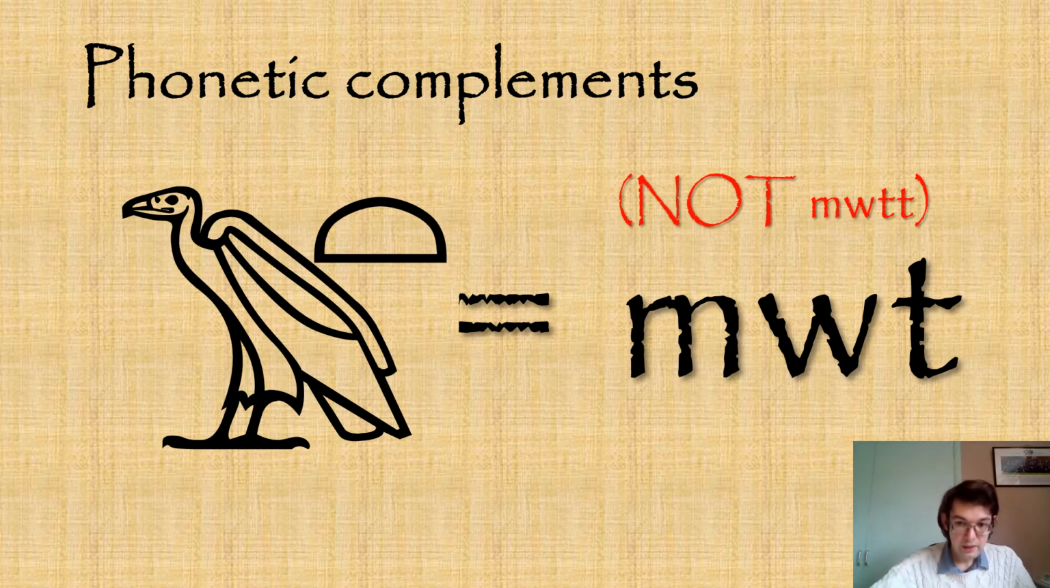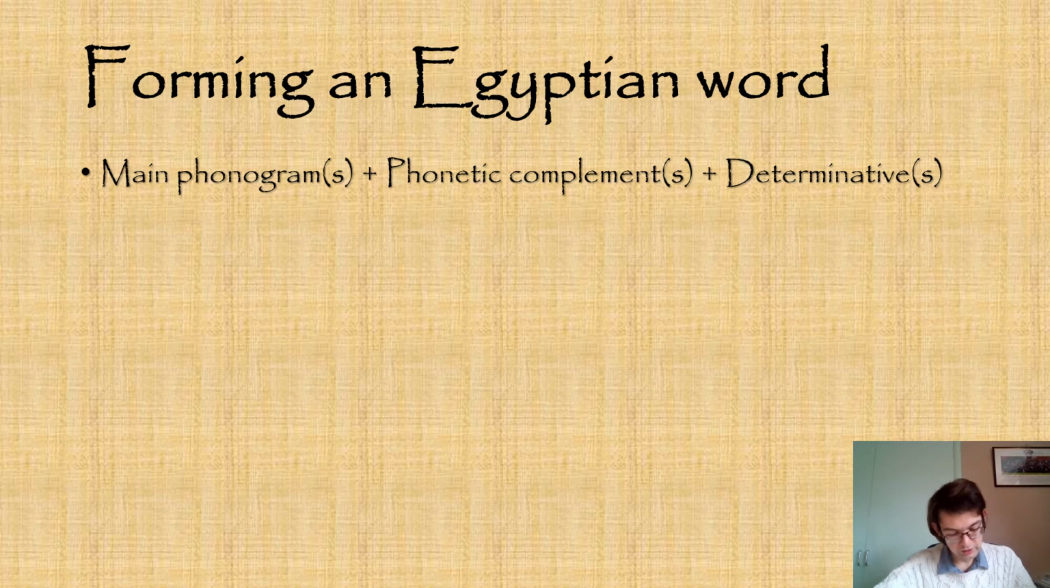So, now let's put all of our knowledge together and come up with a formula for how you write an Egyptian word. There are basically three elements. The main phonogram, which is the main sign indicating what consonants are being used, and which is often a biliteral or triliteral, any phonetic complements going after it, and determinatives refining the meaning at the end. Of course, some very short words might not have all of these, but this formula represents the general rule.